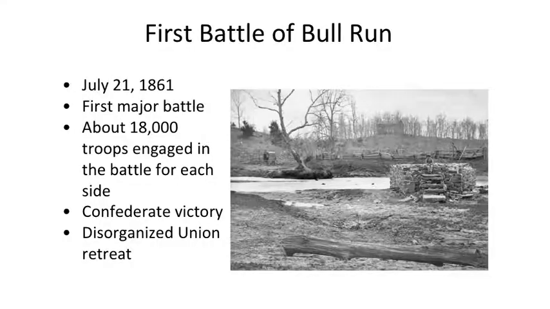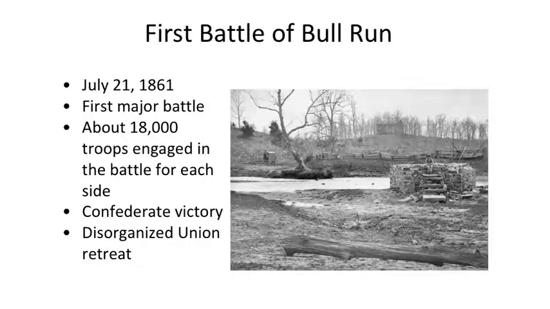And now we're going to talk about the first Battle of Bull Run. And this is really important because it's the first major battle. It's July 21st, 1861. There are about 18,000 troops engaged in the battle on each side, so about 18,000 for the Union, about 18,000 for the Confederates. And they both have more than that, but only about 18,000 are fighting. But that's a huge number of combatants on each side.